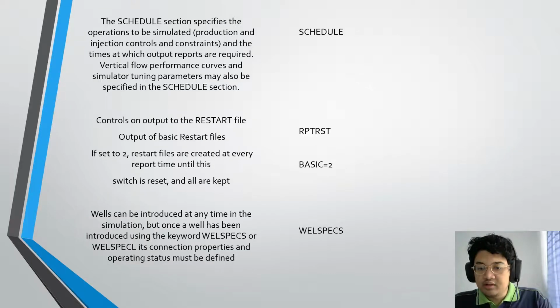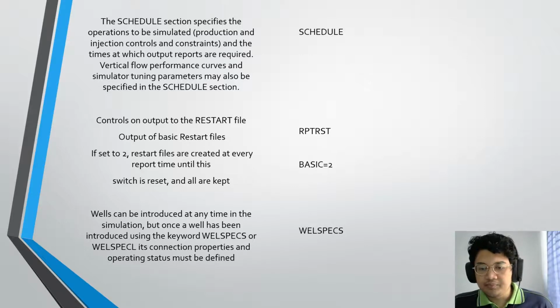To run the setup, first the coding is set to SCHEDULE. The schedule section specifies the operations to be simulated, which are the production and injection controls and constraints, and the times at which output reports are required.